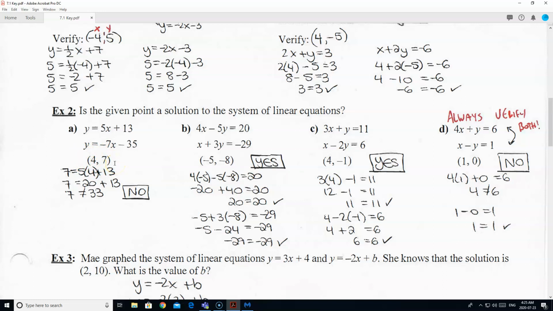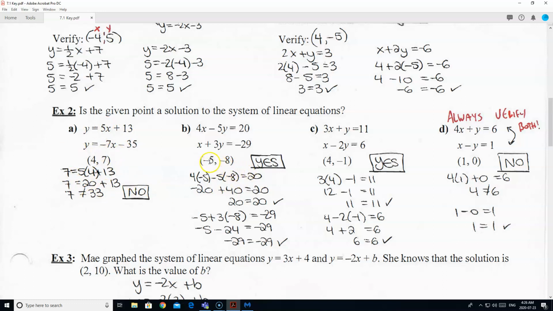So what do we have to do? You just plug it into both equations, and it needs to work for both. If it works for one and not the other, it's not a solution. It has to work for both equations. So we plug in the 7 for y and 4 for x. Do the first one, and when you do it out, you already see it says 7 equals 33, which is not true. So this point doesn't work for the first one. You don't even need to do the second one, because if it doesn't work for one, it's not a solution for the system of linear equations. Okay, so that one's no.